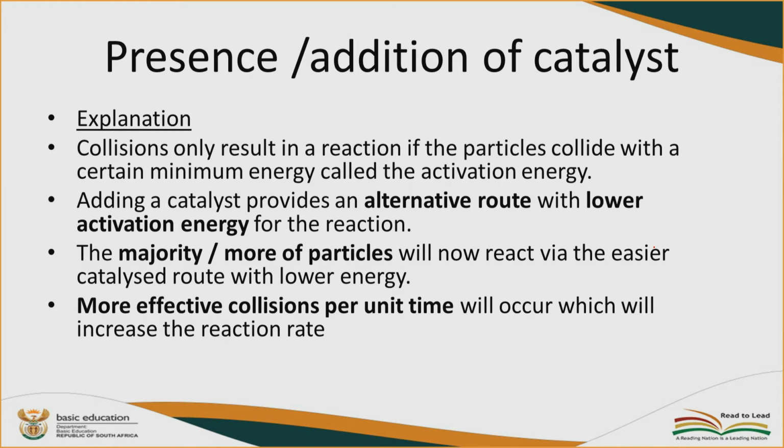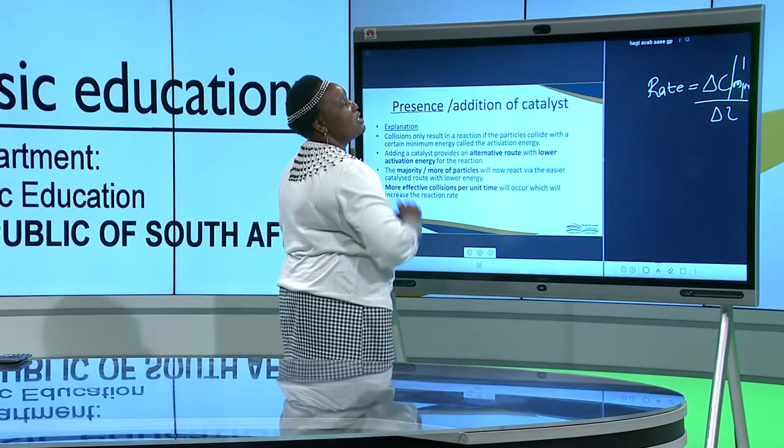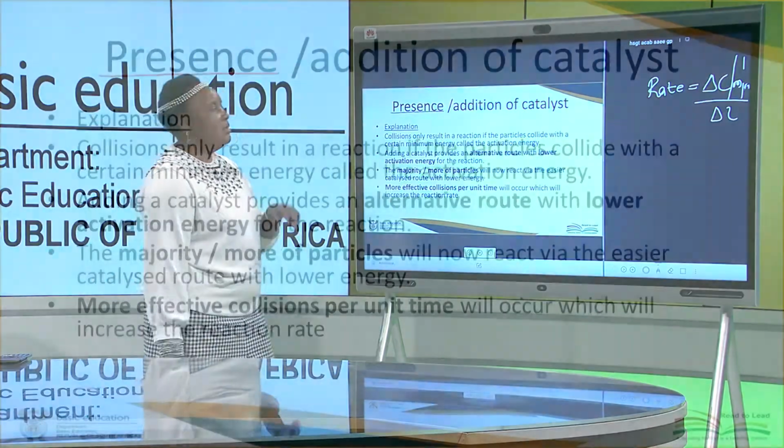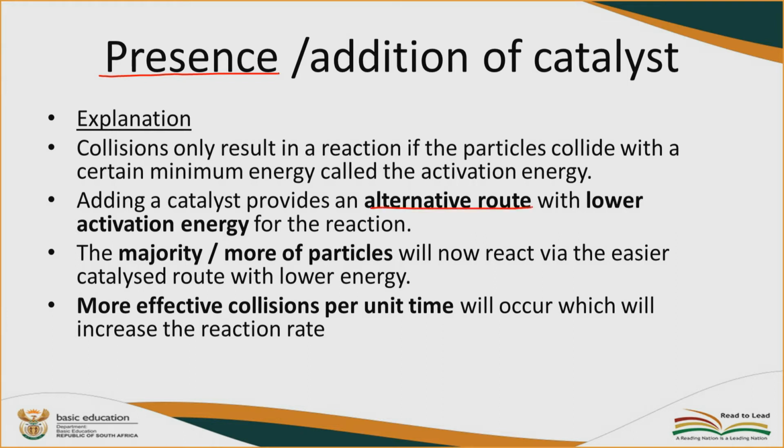But not any catalyst will increase the rate of reaction. Each reaction will have its own catalyst. So it means you must have a suitable catalyst for each reaction. What happens when you add a catalyst? Number one, it provides the alternative pathway. Alternative route, alternative pathway with lower activation energy. More particles. Underline the word more. In your exam, if you leave out more, you forfeit the mark. More particles will react on the catalyzed pathway that has been created, and as a result, more effective collisions per unit time.